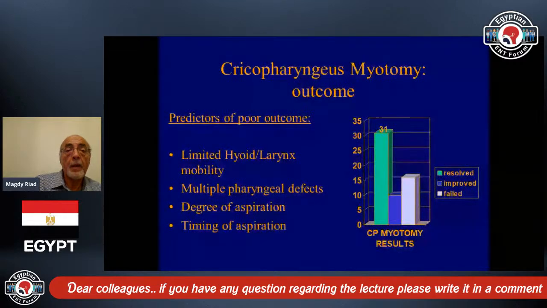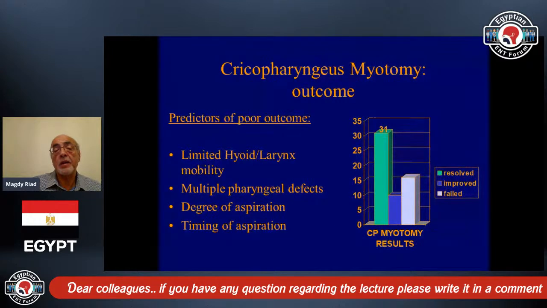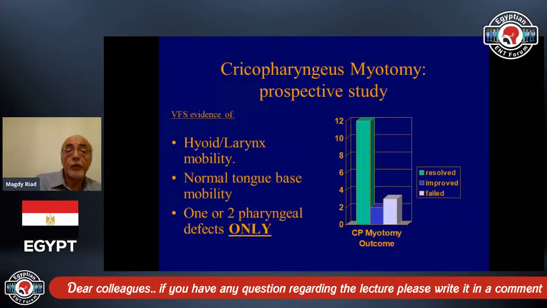But when we analyzed why these patients have not improved, these are the patients who have limited hyoid or laryngeal mobility, or they have multiple pharyngeal defects, or they have aspiration that is pre-swallow. We went through these phases, and we are very selective now about the patients whom we offer a cricopharyngeal myotomy, and you achieve better, but not 100% control if you are sure about the mobility of the larynx and the tongue base pressure and mobility, and if there are only 1 or 2 pharyngeal defects, not multiple or generalized defects.